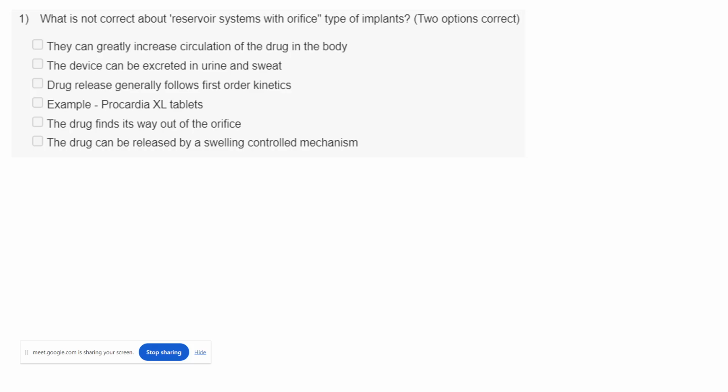So this is a previous year assignment question. First question is, what is not correct about reservoir systems with orifice type of implants? Two options are correct here. The options are, they can greatly increase circulation of the drug in the body. The device can be excreted in urine and sweat. Drug release generally follows first order kinetics. Example, Procardia XL tablets, and the drug finds its way out of the orifice. The drug can be released by swelling control mechanism. Out of this, which two options are correct?